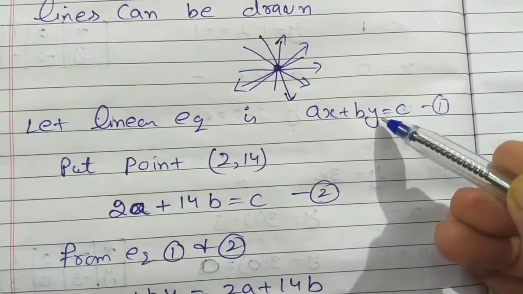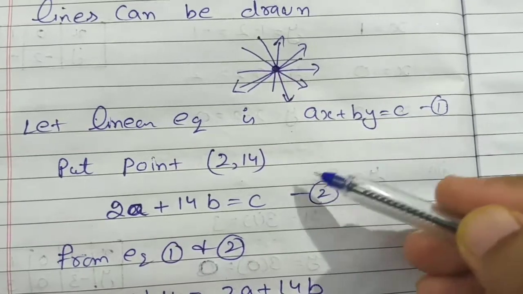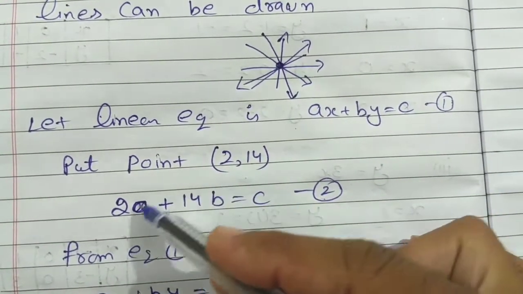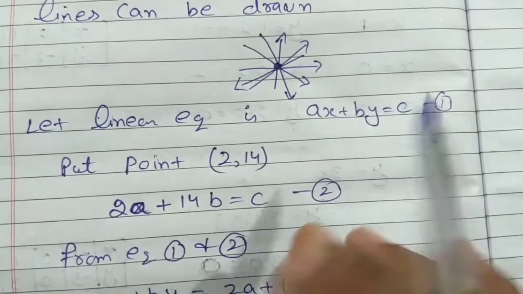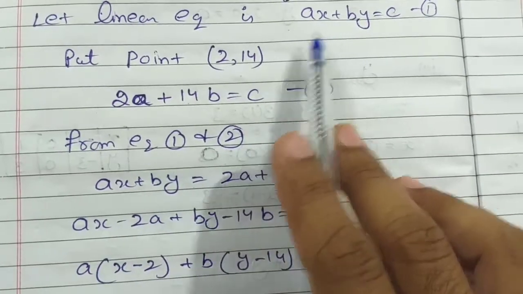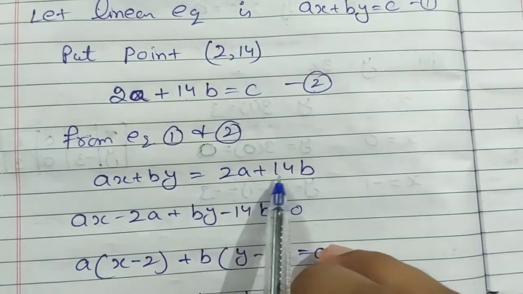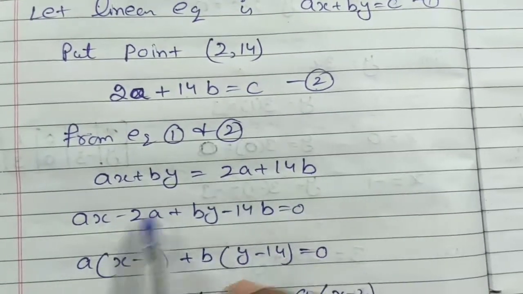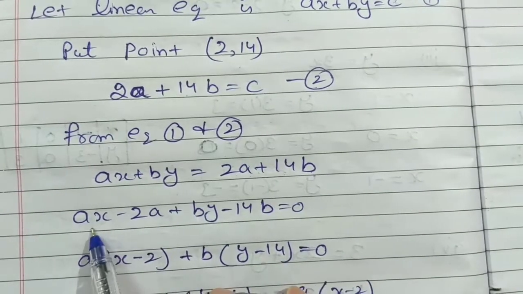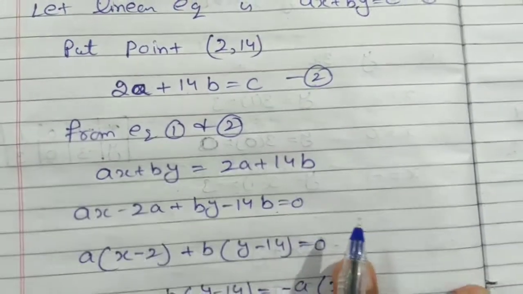Now from equations 1 and 2, you can easily see that the right-hand side is equal. So the value of c is this, and you can put this value in equation number 1. So both equations will be the same. So ax plus by equals 2a plus 14b. After that, move these terms to the left-hand side, that is ax minus 2a plus by minus 14b equals 0.